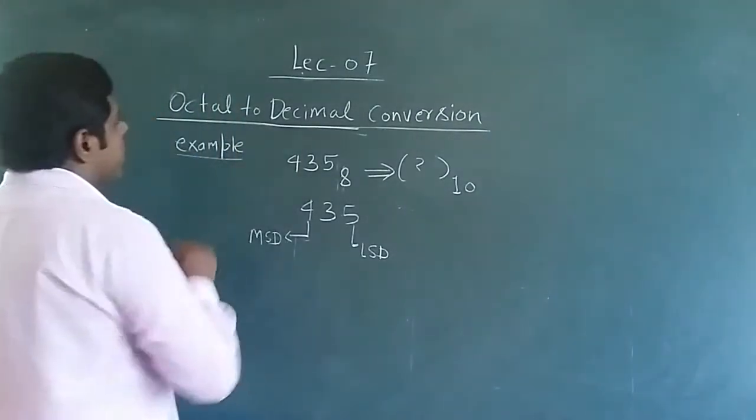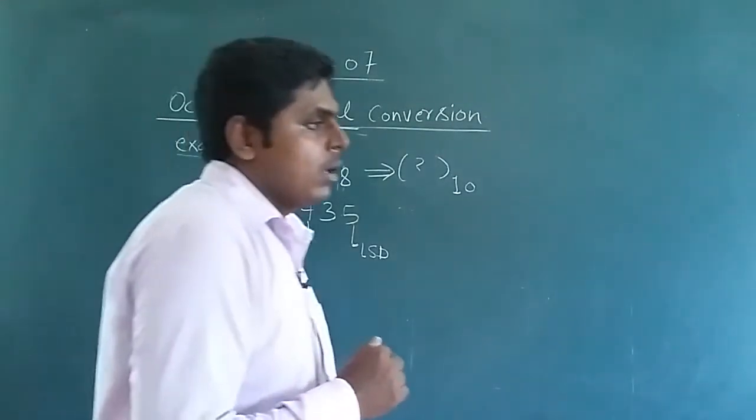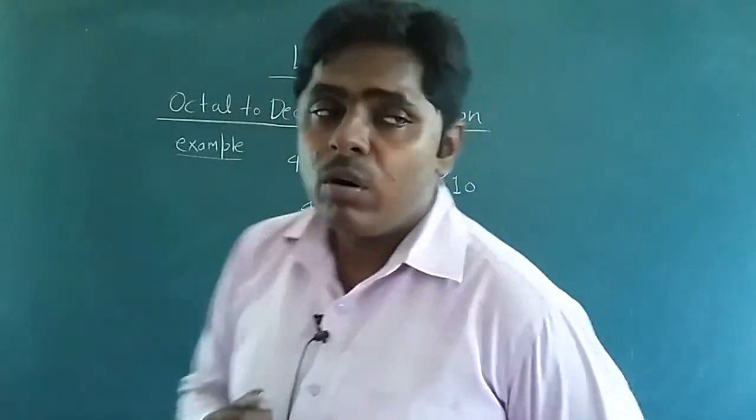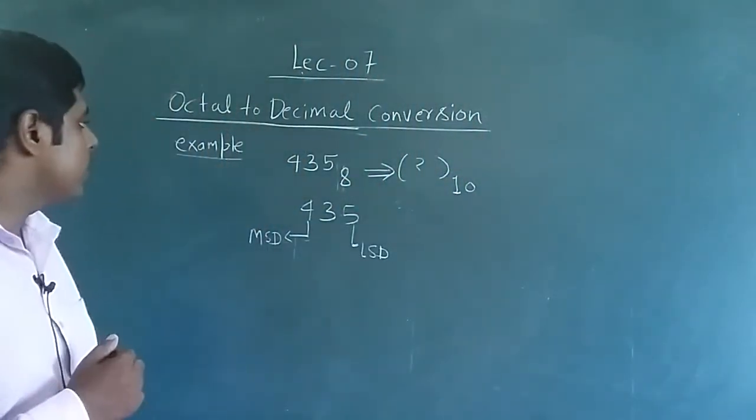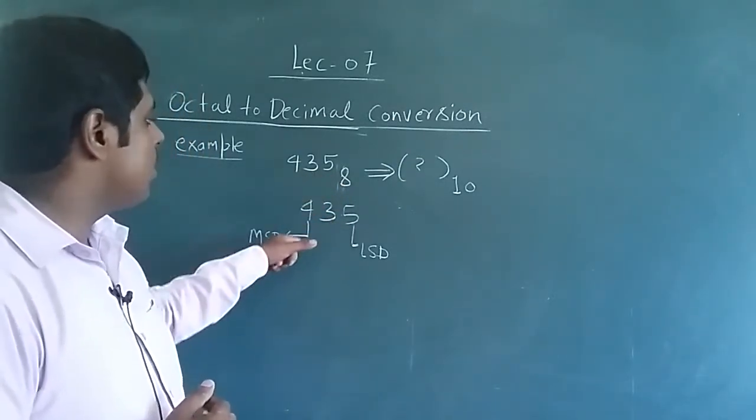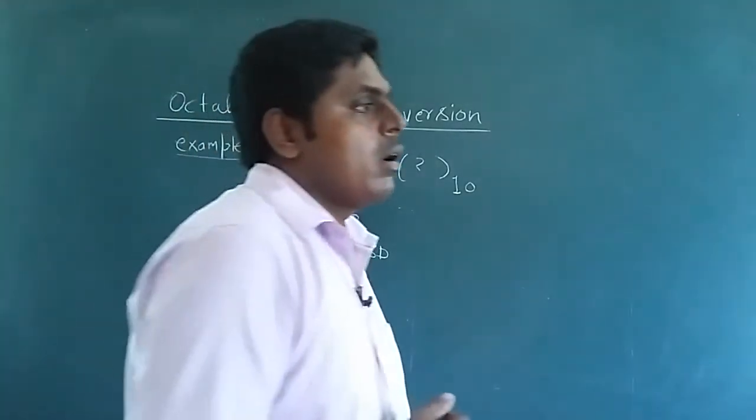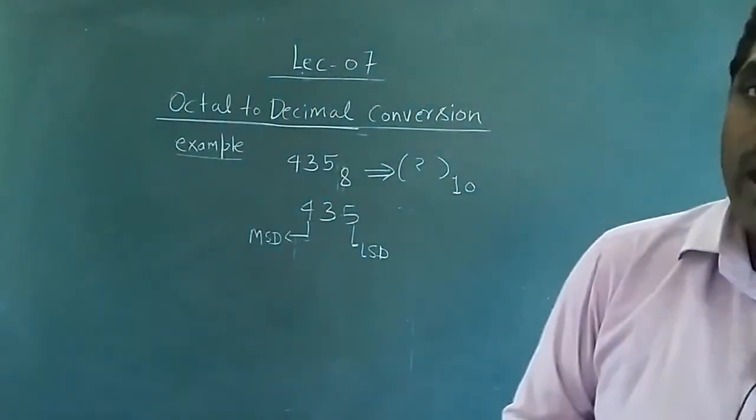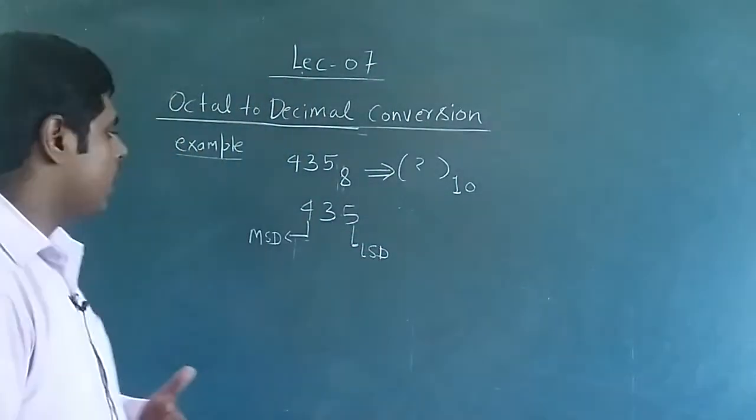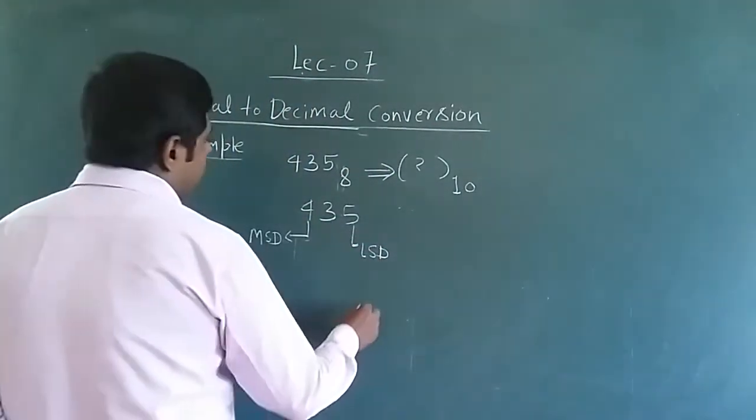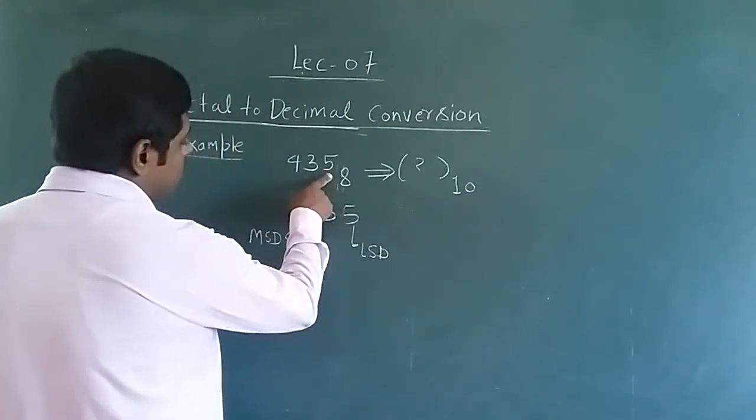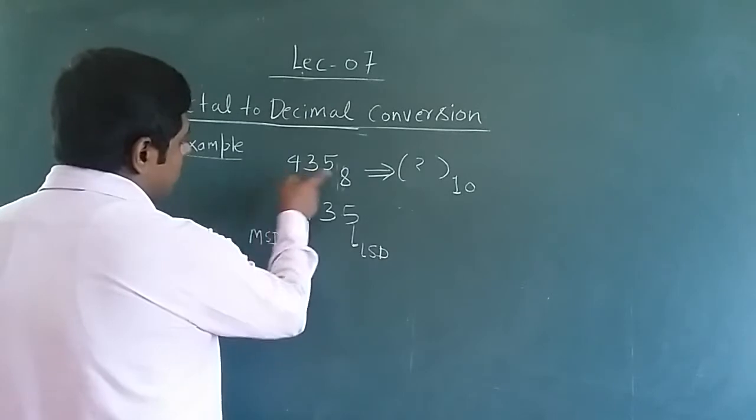Well, as you know, the base of the octal number system is 8. So what we are going to do is multiply each digit of this number by a power of 8, from right to left. So here the first digit is from right to left.